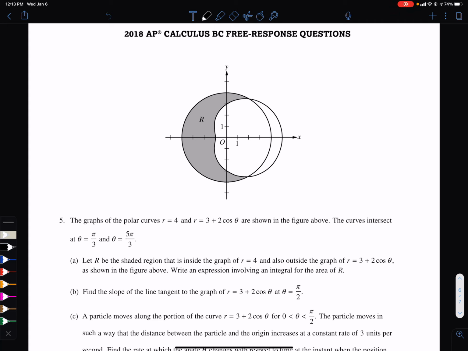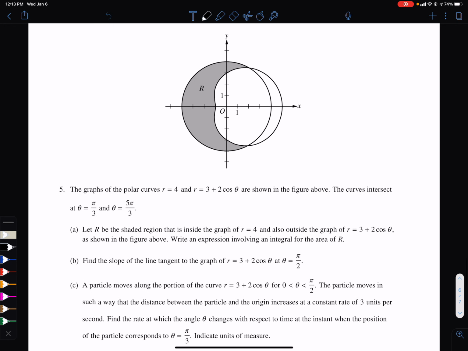This is the 2018 FRQ BC number 5. So we're given two curves. One's just a circle, with a radius of 4. I will label that. And then this other one, we're given this shape. Might be a cardioid or something. I'm not sure of the name. But those are our two functions.